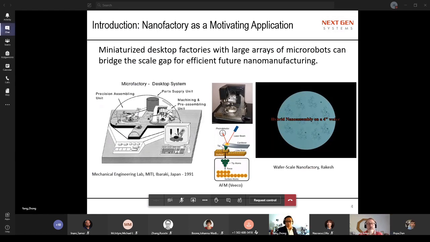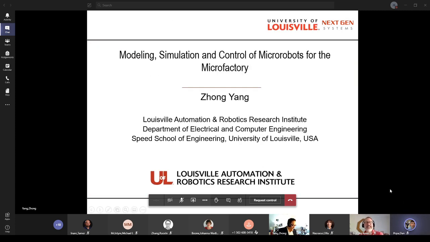Okay. Hello, everyone. My name is Zhong Yang, and I'm a PhD candidate working with Dr. Hoba in Next Generation System Lab. Today, I will present my research, the modeling, simulation, control of a microrobot for the microfactory applications.